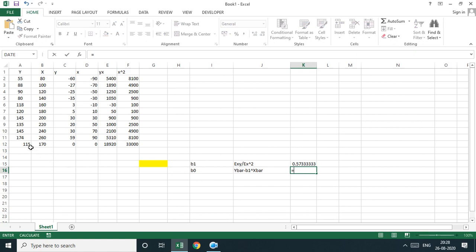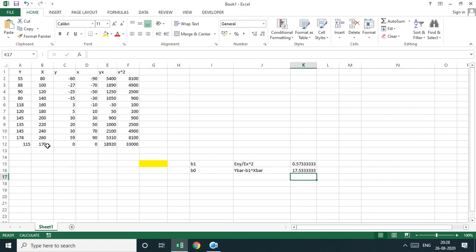So this is equal to y bar. What is the y bar? 115 is the y bar, minus your estimated beta cap 1 value into your x bar. We have got 17.533. So we have estimated the values for beta 0 and beta 1. This is what we call the regression analysis.